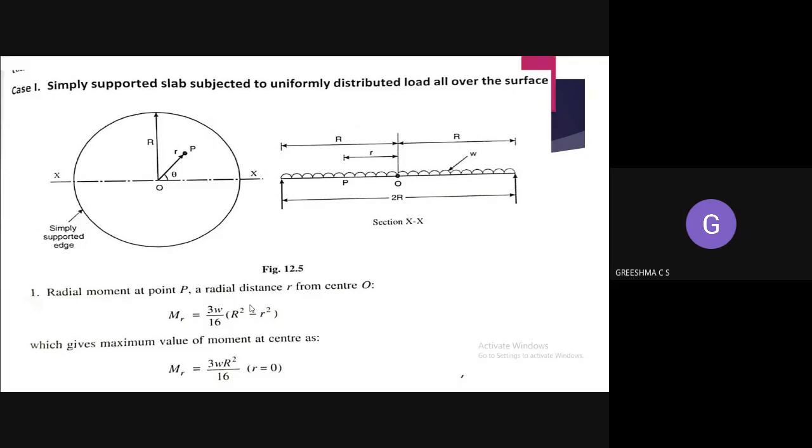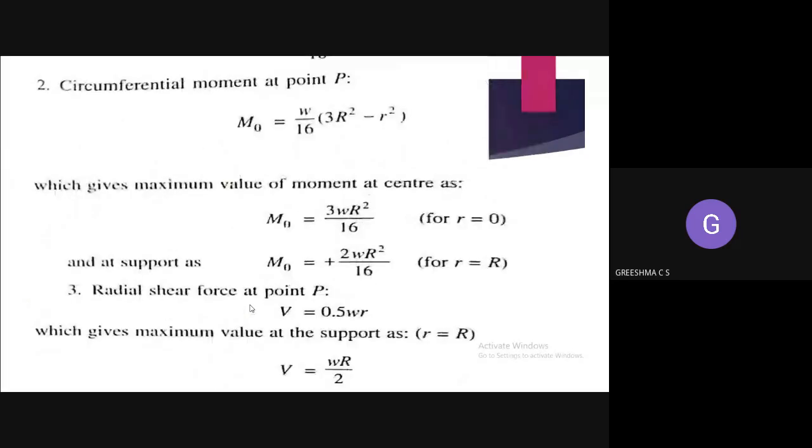Now coming to the circumferential moment. This is the equation, and again you have to study this equation. The circumferential moment for a simply supported slab having uniformly distributed load is M theta is equal to W by 16 into 3R square minus r square. I cannot help it, you have to study this equation. You can write down the equation.